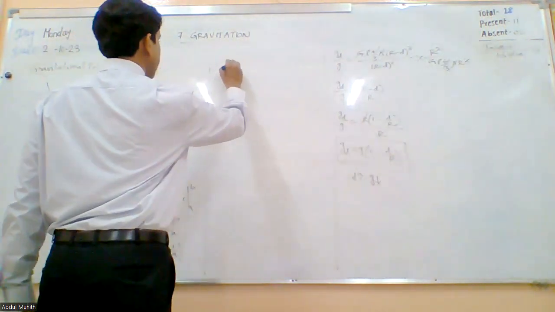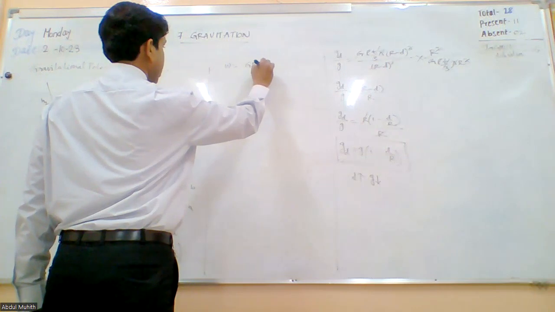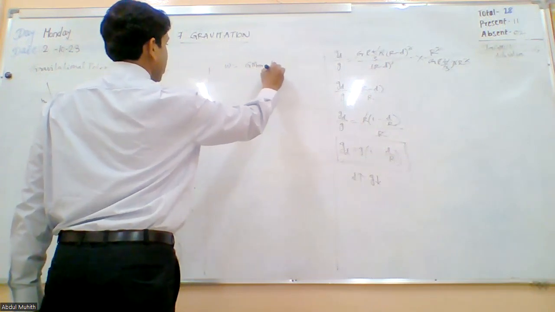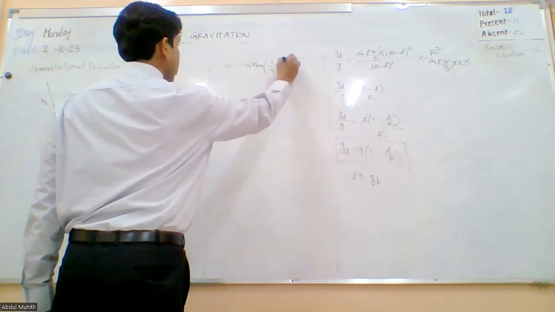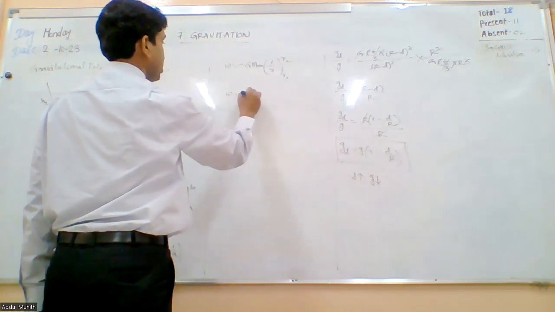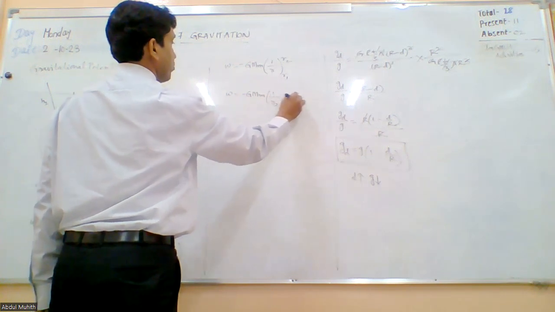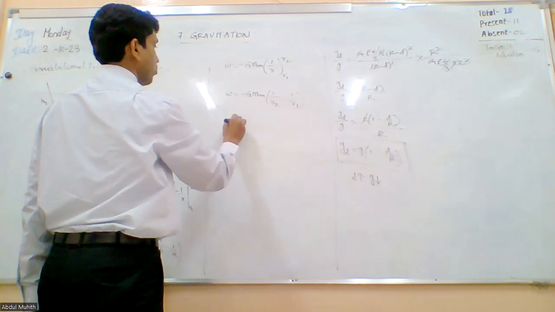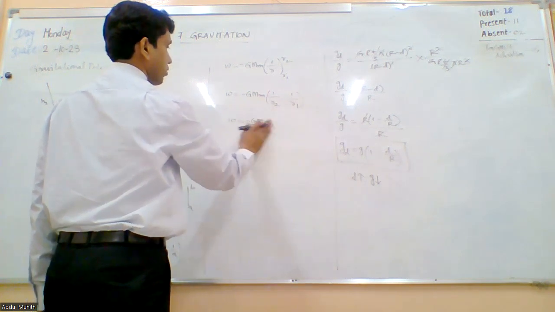Now here what will happen? W equal to how much? W is equal to G capital M small m, that is equal to 1 by R minus 1 by R, from where to where? From R1 to R2. W equal to minus G capital M small m into 1 by R2 minus 1 by R1. So W equal to minus G capital M small m by R, this is the value.